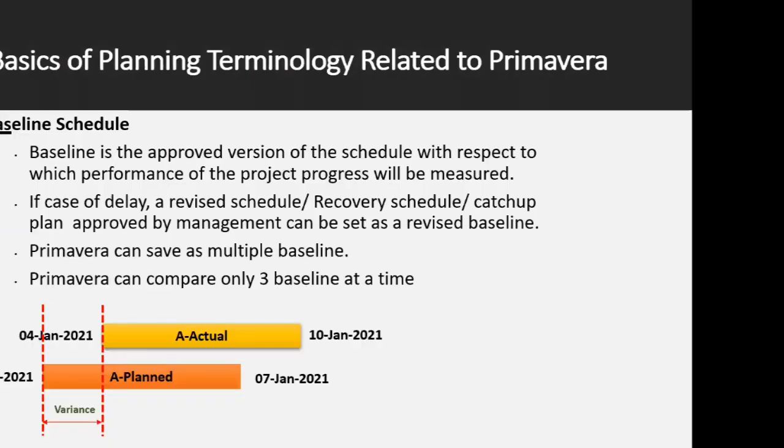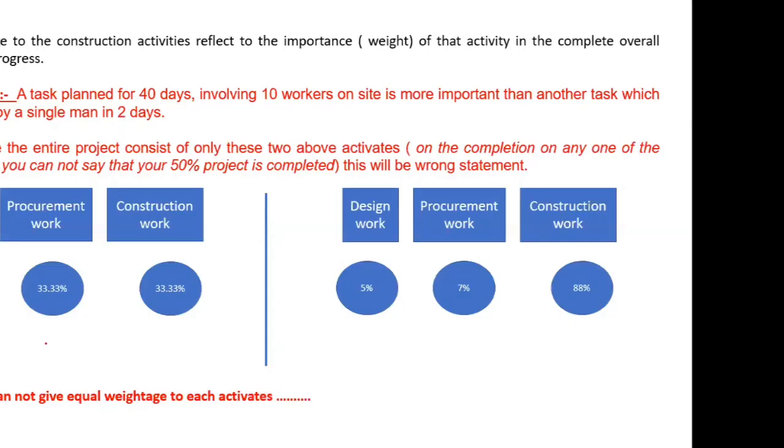All right, so this is how it looks in software. If you are delayed, this is the variance. This is showing the variance, right? This is the planned bar, and at the top, this is the actual bar. And these two bars will not overlap exactly in case of variance or in case of delay, right?